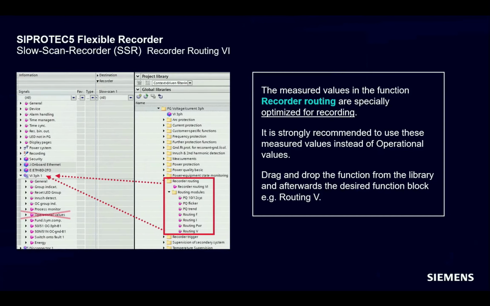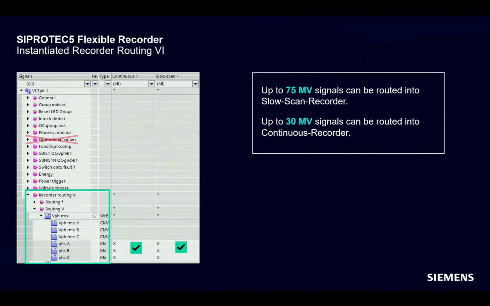Simply drag and drop first the function recorder routing UI from the library into the function group voltage current three phase. And afterwards, for example, the desired function blocks like routing voltage for voltage measured or routing PWR for measured values of active power. Please consider the number of routable measurements on the next slide. Here we can see on the left side the correct routing of measured values provided by dedicated routing function blocks. Maximal 75 measured value signals can be routed into a slow scan recorder and 30 measured values per continuous recorder.